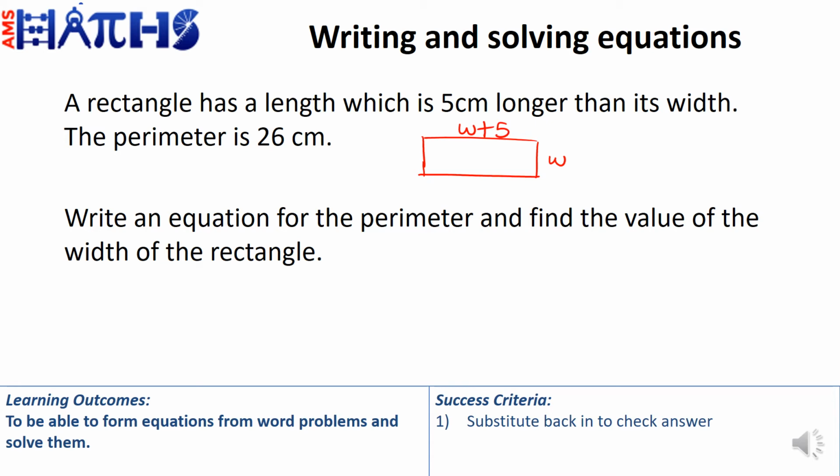Now it says the perimeter of the rectangle is 26. So we need to write an equation for the perimeter and then find the value of the width. And we have used W to represent the width. So because we're looking at perimeter, we're looking at the length of all the sides. So it means that this missing length at the bottom will be W plus 5. And then the length on the left here would also be W. So if it's a perimeter, we need to add all the sides. So we have 1W, 2W, 3W, 4W, right?